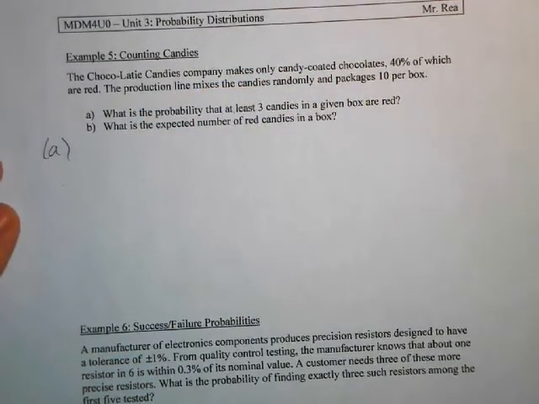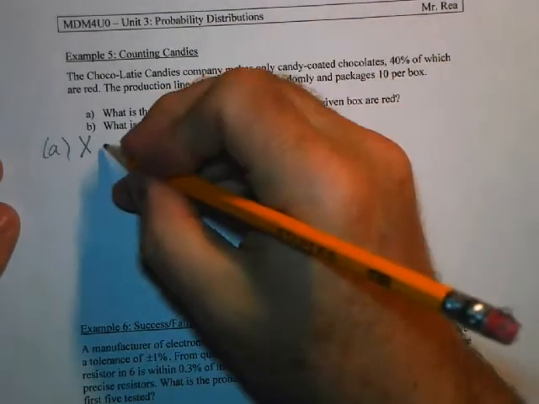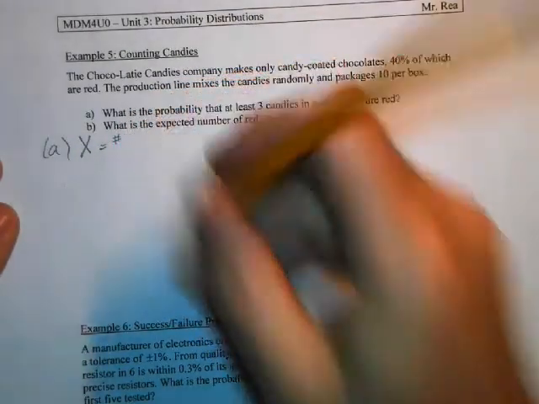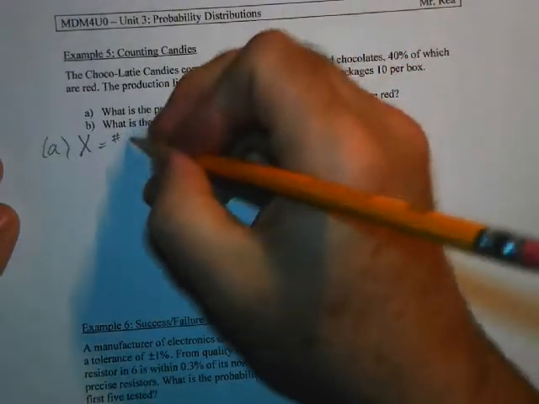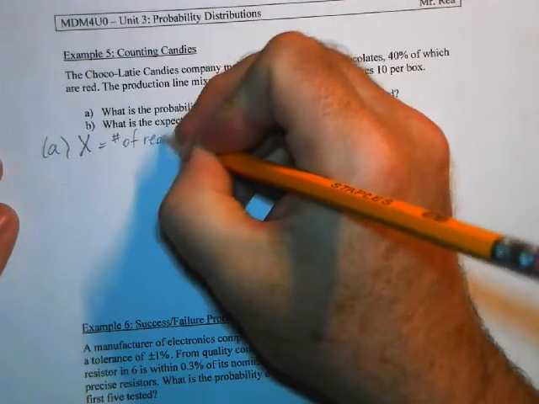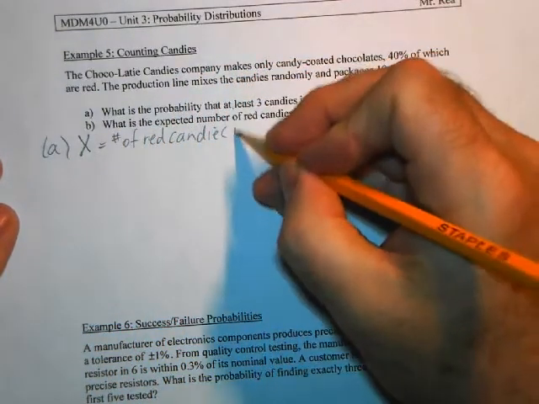Okay, so let's find that probability. I have to start off with my random variable x. X will be the number of red candies in a box of 10.